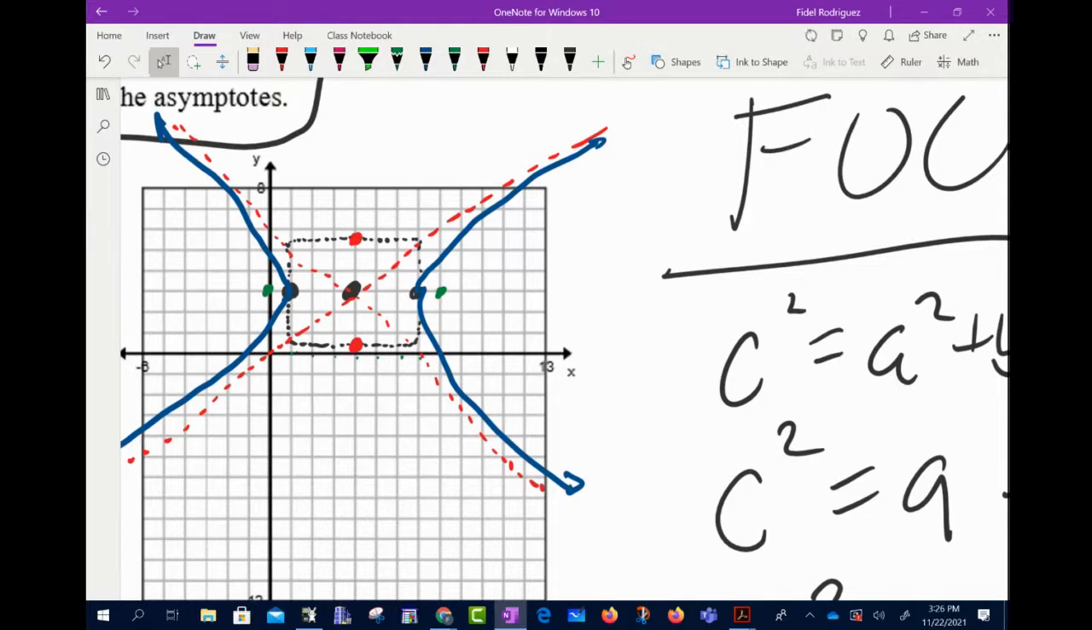And again, the whole idea behind drawing the rectangle, y'all, is so that number one, you can see the center, and number two, you can draw your asymptotes. The asymptotes go through the corners of the rectangle, past through the center, and through the opposite corners of that rectangle there.